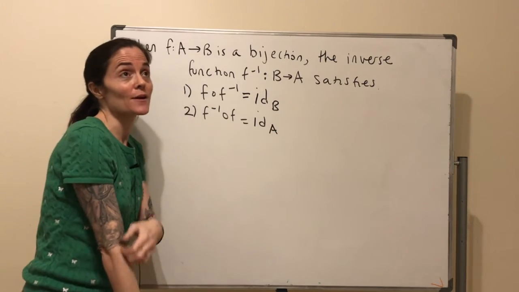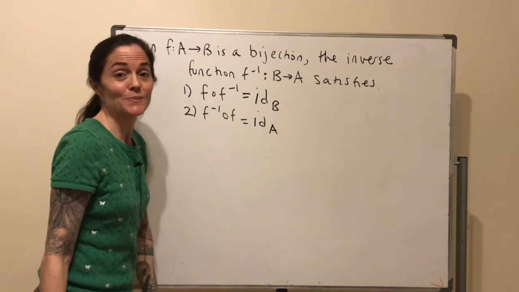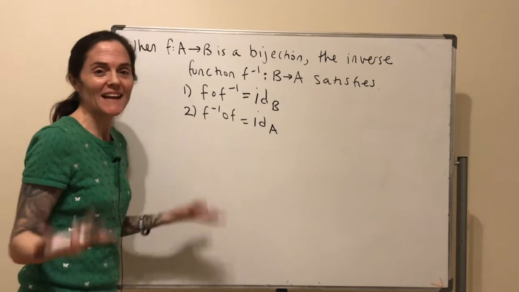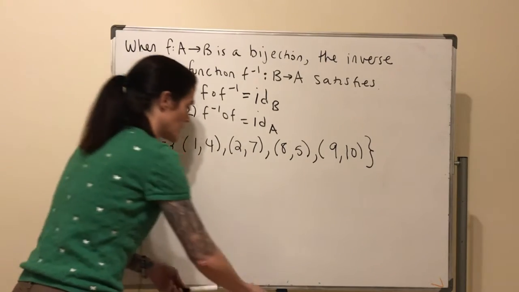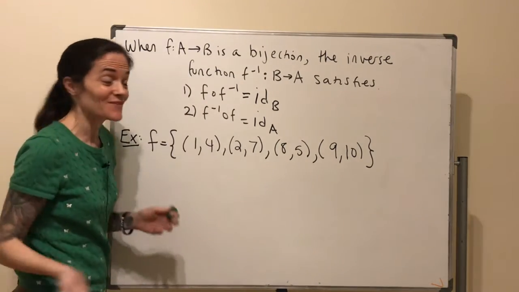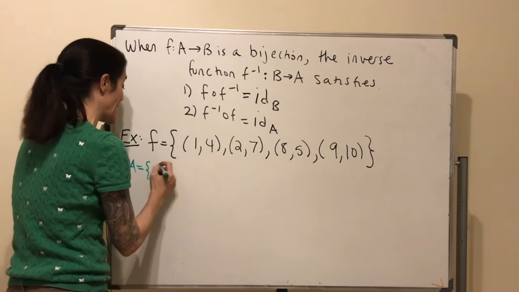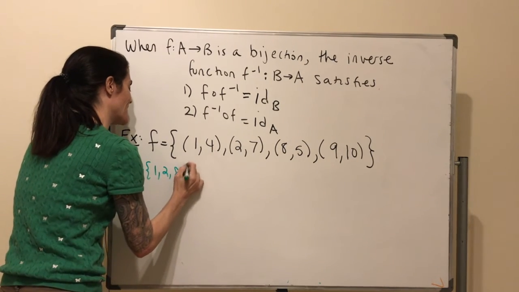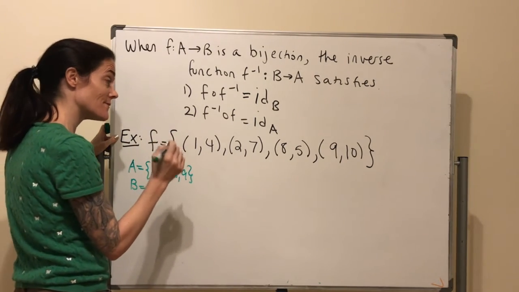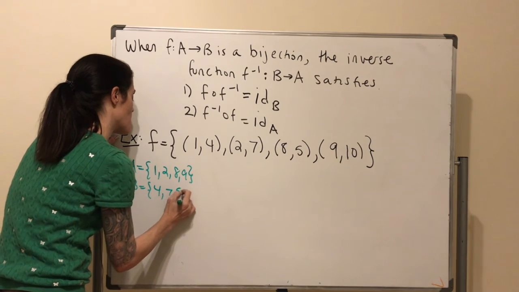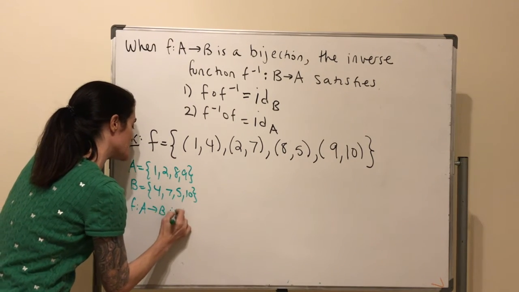And this is not too terribly hard to prove using relation notation, kind of like I just did in this proof that F inverse was a function. But what I'd like to do is do an example. Here is an example of a bijection. Well, just as a comment, before we get too far into this, notice that the set A, which is the domain of F, is 1, 2, 8, and 9. And the set B, which is the image of F, is 4, 7, 5, and 10. And as I mentioned, F from A to B is a bijection.